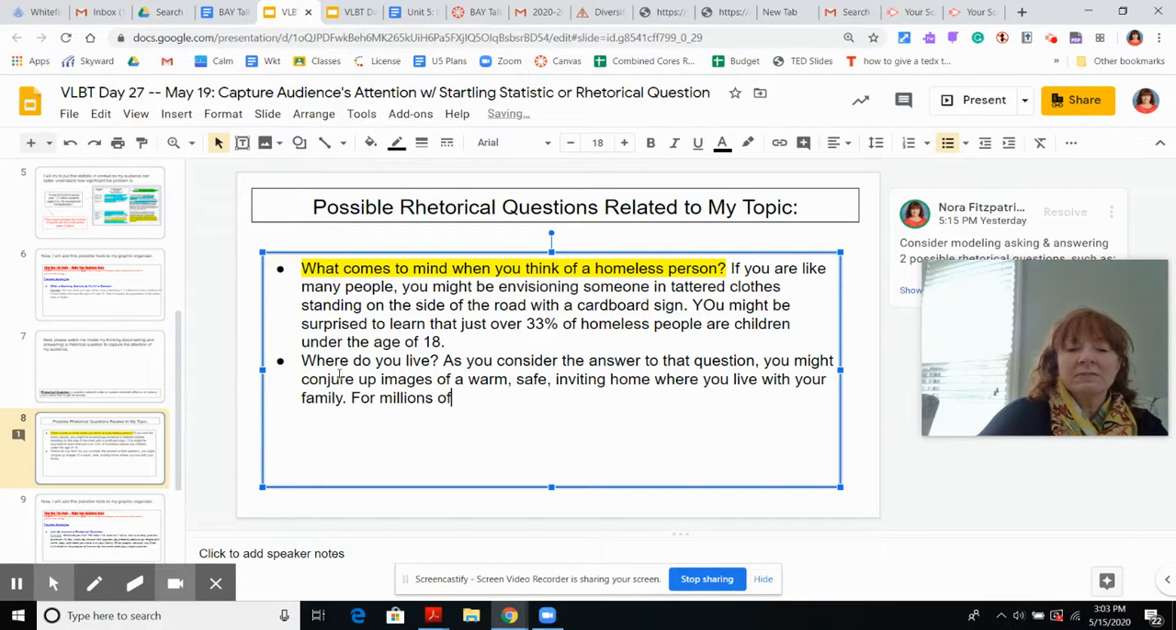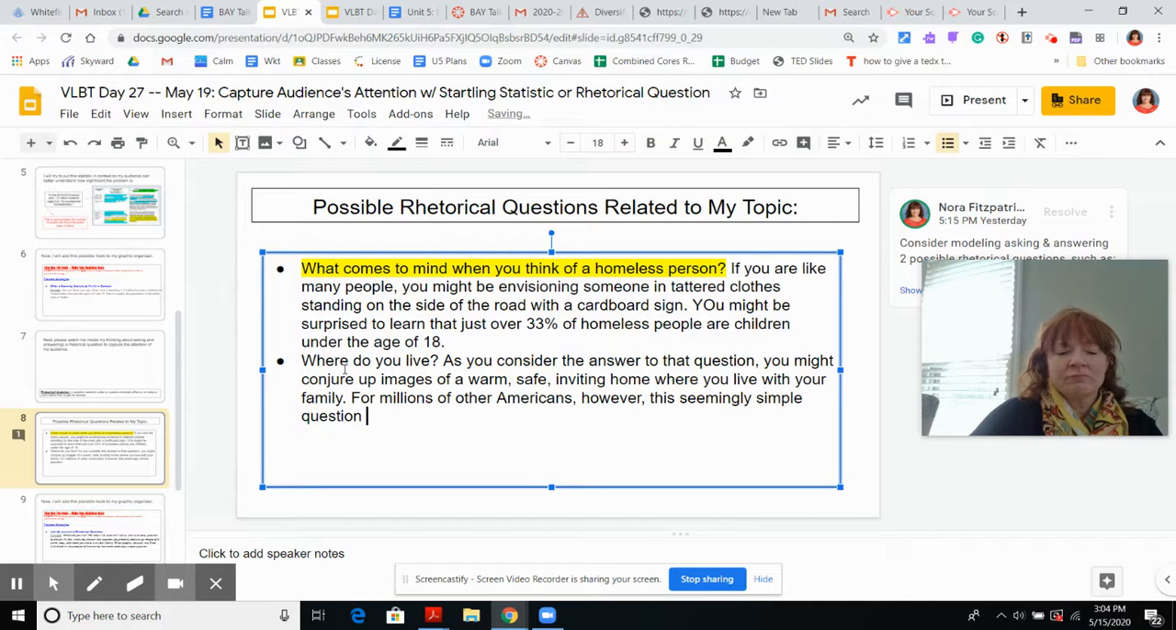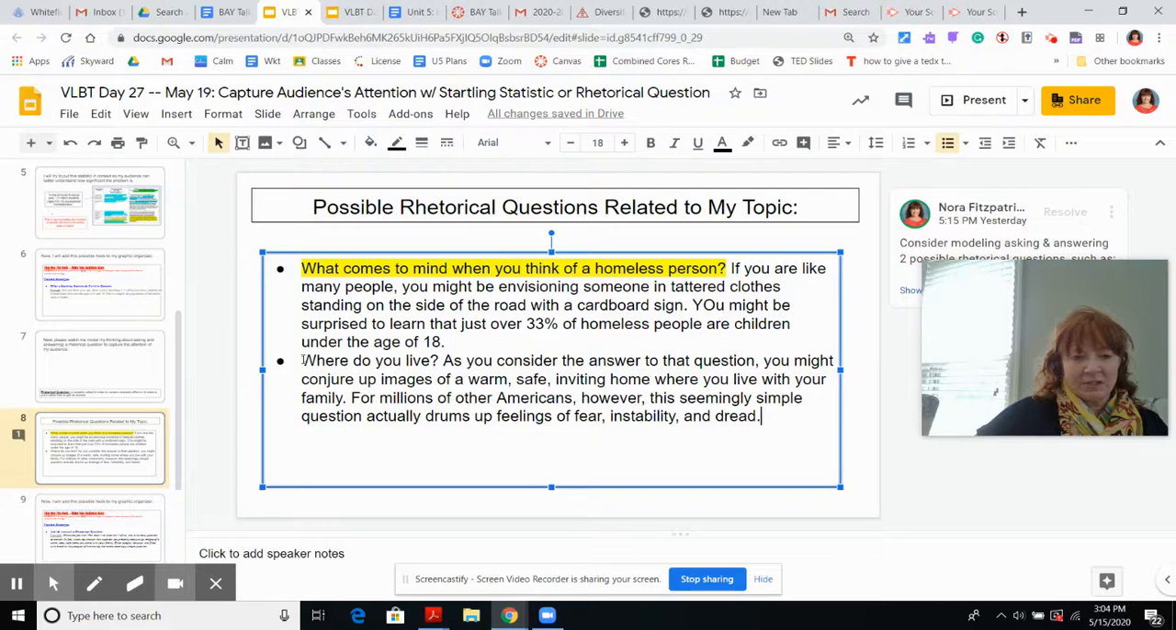And I could say something like, for millions of other Americans, however, the seemingly simple question actually drums up feelings of fear, instability, and dread. So in this case, here is my rhetorical question. And then I'm just posing a response to that.